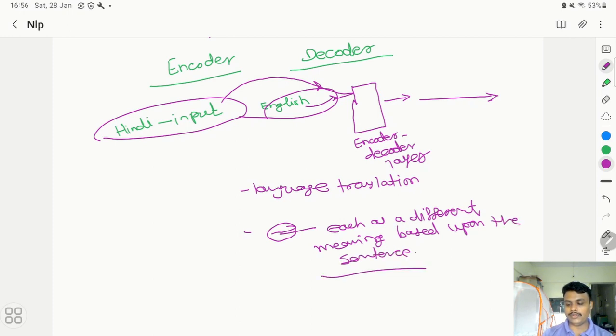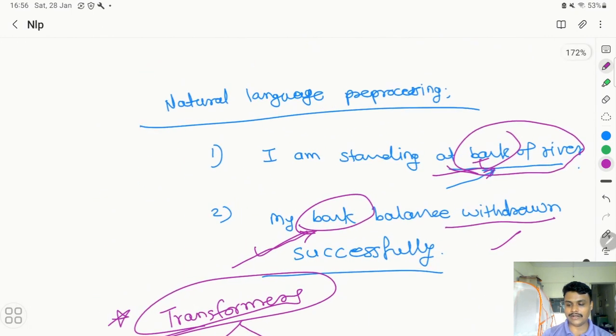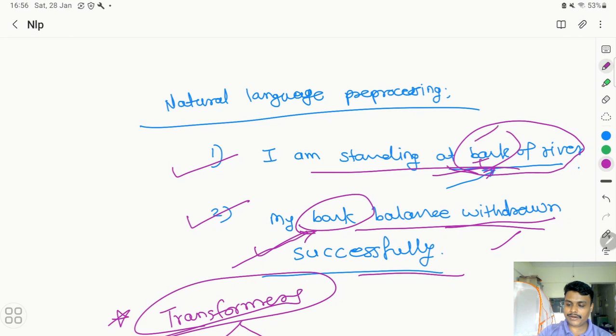Suppose there are two sentences, as I have shown you here: I am standing on the bank of the river, and my bank balance is low. In the generative pre-trained transformer, based on the encoder decoder positions, it is going to give the word bank a totally different vector value. Suppose the bank vector value is 0.77, then according to the other sentence, the word vector value will be different. So if in future you give that model any such sentence, it will give the meaning of that word based upon the sentence situation.